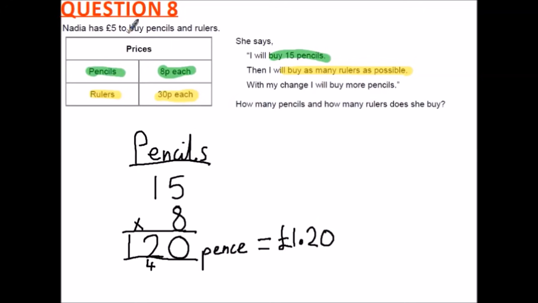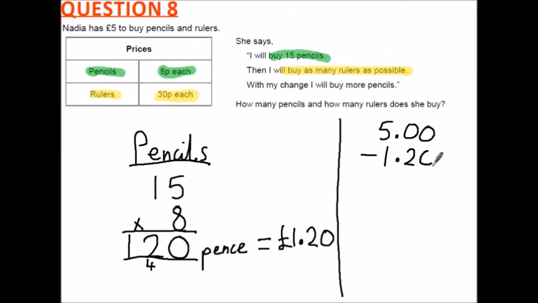Now bear in mind, she had £5 to begin with, and so how much money she has left would be £5 minus the £1.20 she's just spent on these pencils.